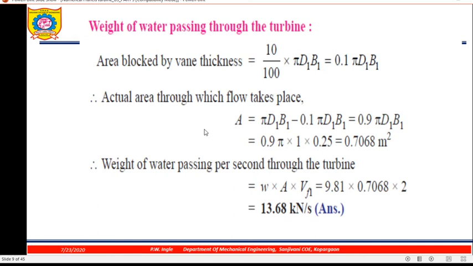So in most of the problems, the area blocked by vane thickness is not given. That's why we are considering directly it as pi d1 b1.